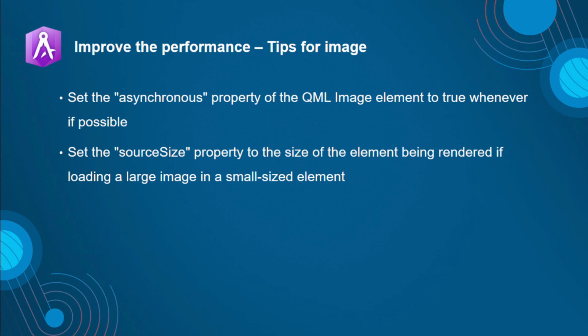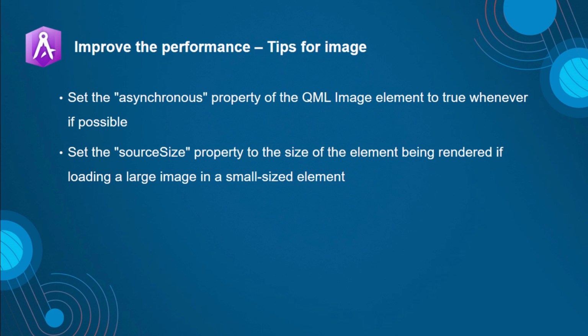So Qt has a component called the Image component. This component is used to load the image source into your app. There are some tricks you can use to make it work better. The first thing is that by default, the asynchronous property is set to true. If possible, do not change it, because this gives you the ability to load your images in parallel.